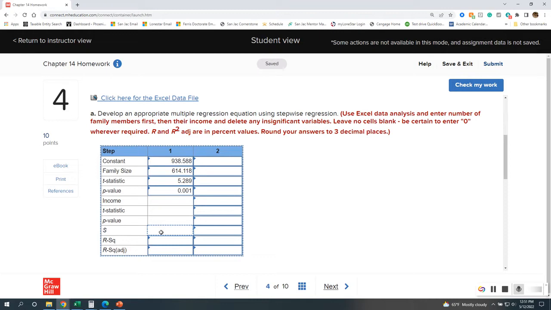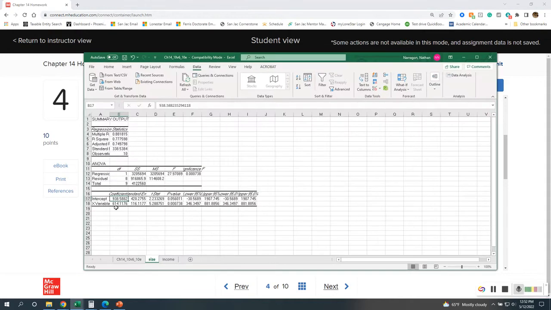Then our S should be our standard error, which is 338.5384. R squared, they actually want R squared and R squared adjusted in percentage, so 77.7598. And R squared adjusted was 74.9798. Okay, again, the numbers I pulled was my y-intercept, then everything right here, up to p-value, then here's our standard error, and then our R squared, R squared adjusted.